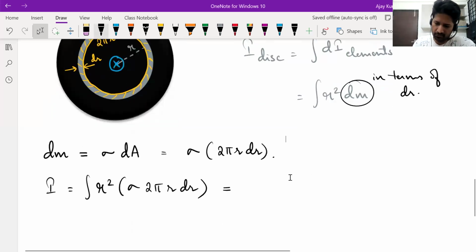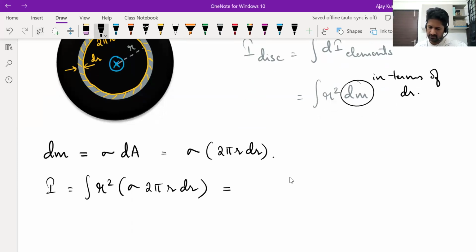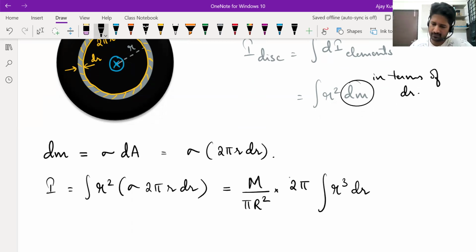Okay, if you put the constants of the integration outside, sigma and 2 pi are constant. Sigma is total mass by total area. Total area of the disk is pi r square. So sigma multiplied with 2 pi is also constant. And you'll be left with integral r square into r, that is r cube dr. Integral r cube dr is r power 4 by 4.